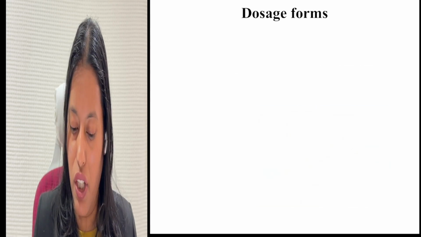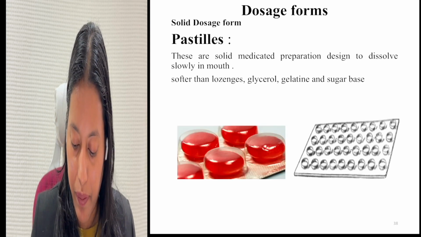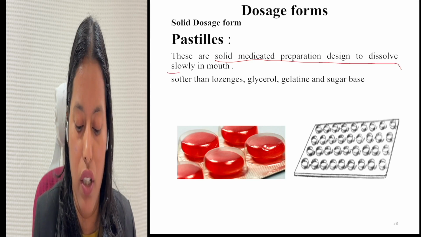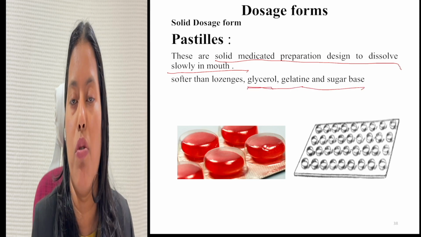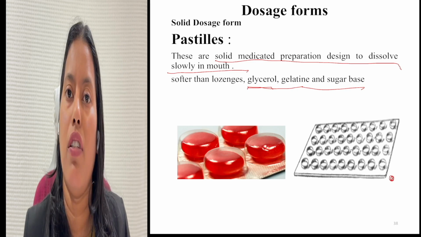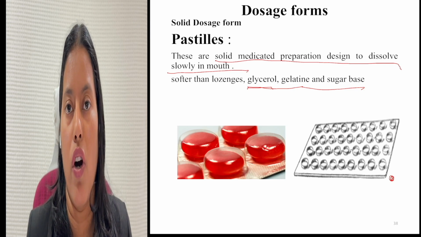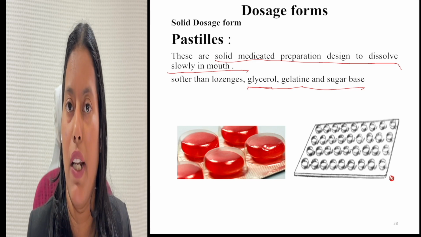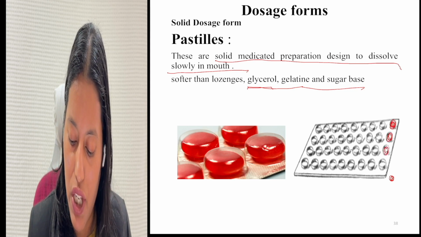So the next formulation you have is the pastils. What are pastils? Pastils are solid medicated preparations designed to dissolve the drug slowly in the mouth, and they are glycerogelatinous and sugar based. You can see this is the pastil mold. First you have to prepare the mass in which the drug is either dissolved or dispersed. It may be a sugar base, gelatin base or glycerogelatinous base. The mass is prepared and filled into each cavity of this pastil mold.